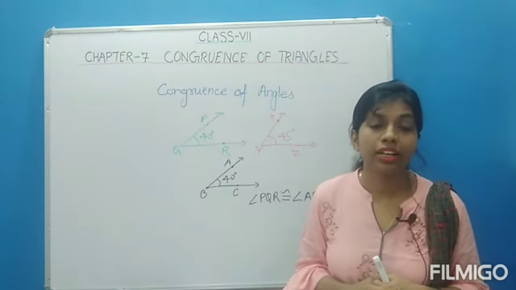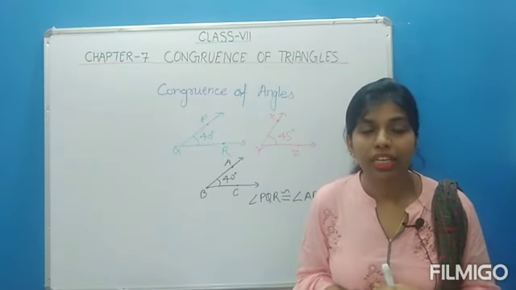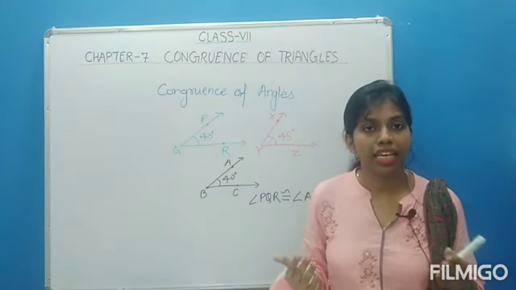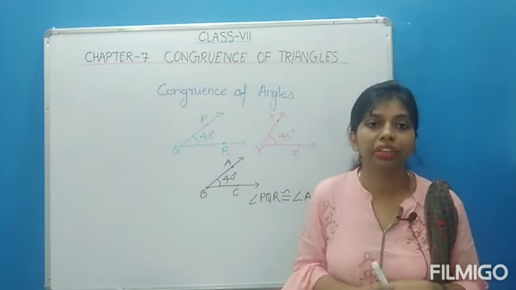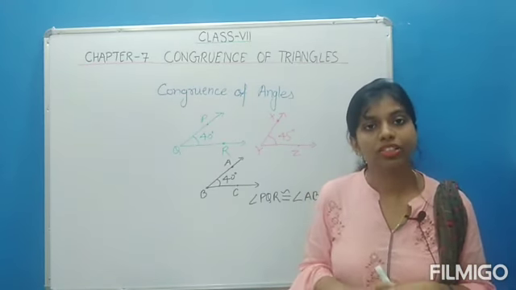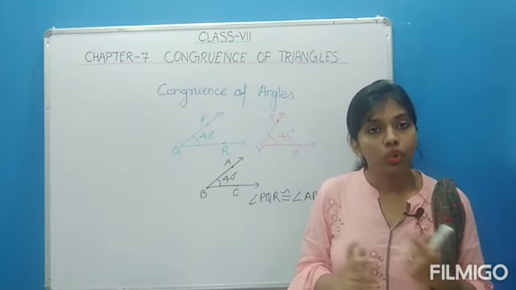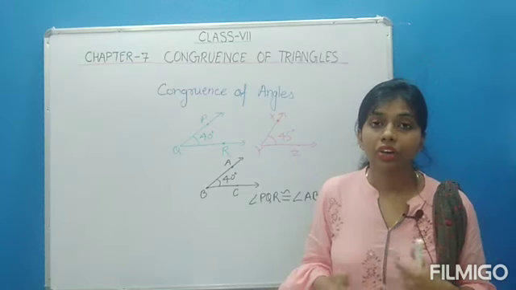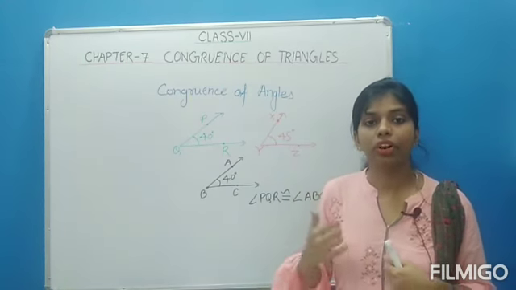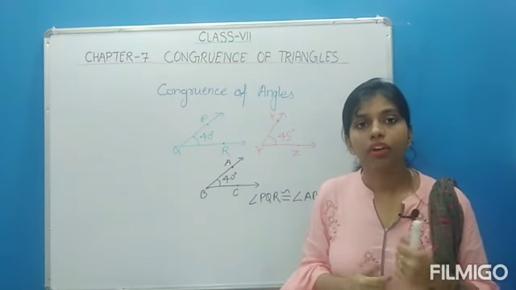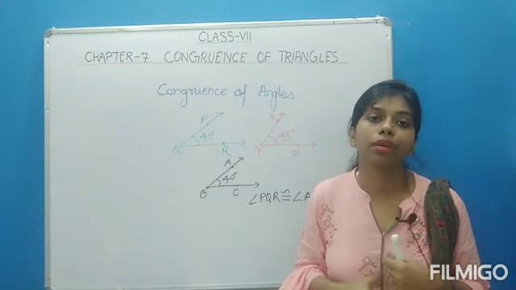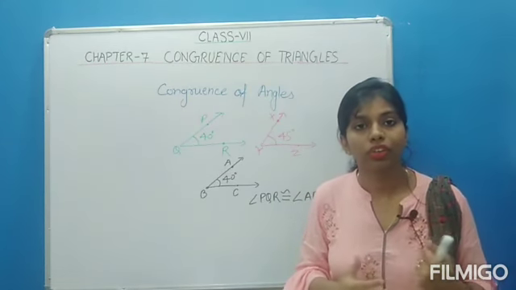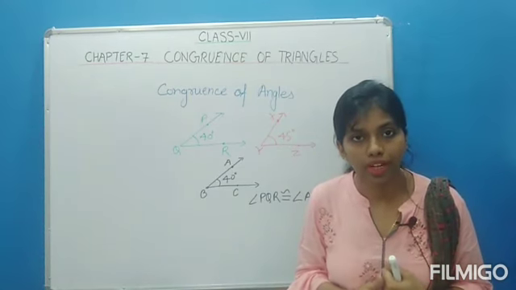What is congruency? Two figures are congruent if they have equal shape and the same size. Their shape and measurement both must be equal. After that we discussed congruency for line segments: two lines are congruent to each other if their lengths are equal. Then we discussed congruency for angles: two angles are congruent to each other if their measurements are equal. Next video we are going to discuss how we know that two triangles are congruent to each other.